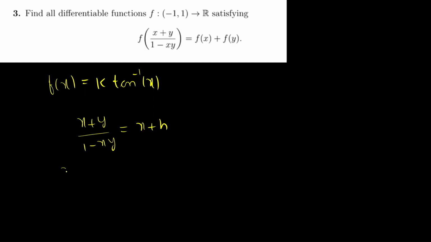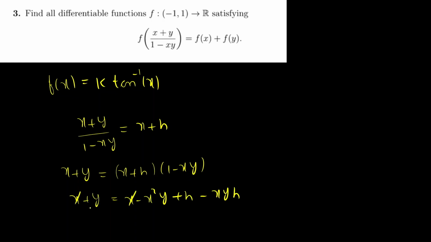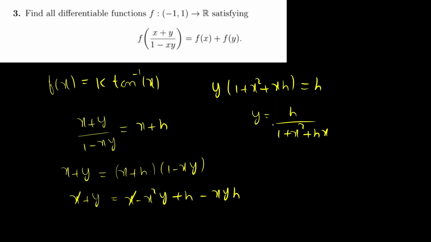Let's do it. x plus y is equal to (x plus h) into (1 minus xy). Now let us simplify this. We can notice that an x is getting cancelled. Now let us bring all the y terms together. We get y into (1 plus x square plus xh) is equal to h. y is equal to h by (1 plus x square plus hx). Now this is what we will substitute as our y in the original functional equation to get the f of x plus h term.